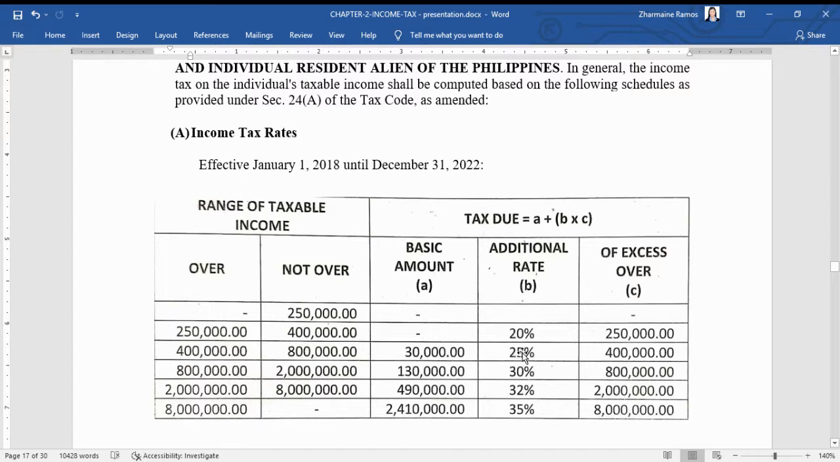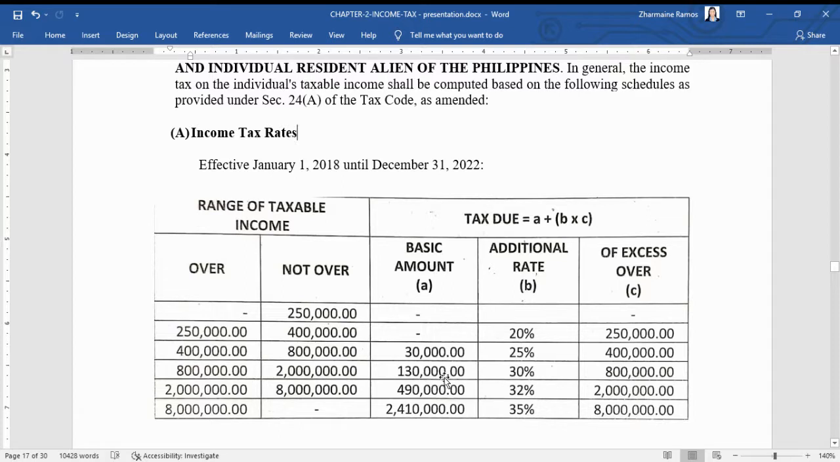So, 600,000 minus 400,000 is 200,000. Yun yung pwede mong i-multiply na 25%. So, the tax due is 50,000 plus yung original dito na 30,000. So, total tax due mo ay 80,000 pesos. O last example, para mas mag-grasp yung paggamit nitong table na to. Kunwari, yung sweldo mo is 1 million per year. So, nandito ka sa bracket na to, 800 to 2 million.